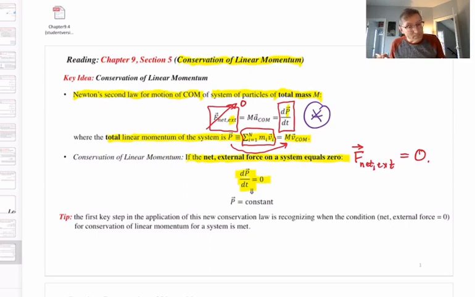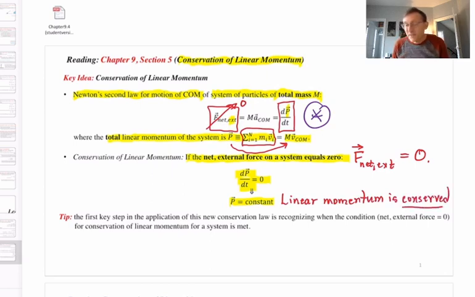But wait, if the time derivative of any quantity is 0, then that quantity is constant. And that's what conservation means, right? We would say in a situation like this that the total linear momentum of the system is conserved.